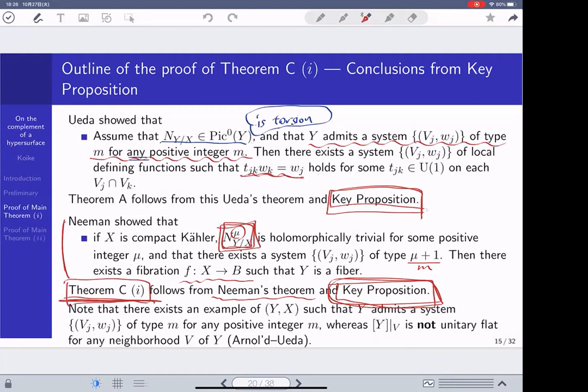Here we note that there exists an example of (Y, X) such that Y admits a system of type m for any positive integer m, whereas the line bundle of Y restricted to V is not unitary flat for any neighborhood V of Y. Such an example is constructed by Arnold and Ueda. It corresponds to a kind of Cremer type fixed point in complex dynamics. So it is a mysterious and difficult case, but anyway, this kind of difficulty actually occurs if we omit this torsion assumption.